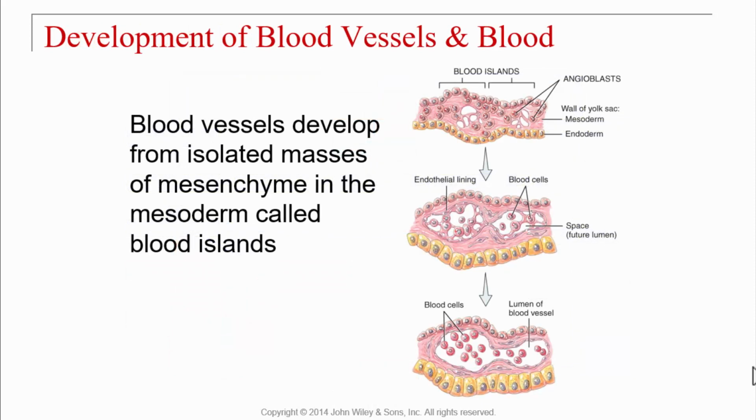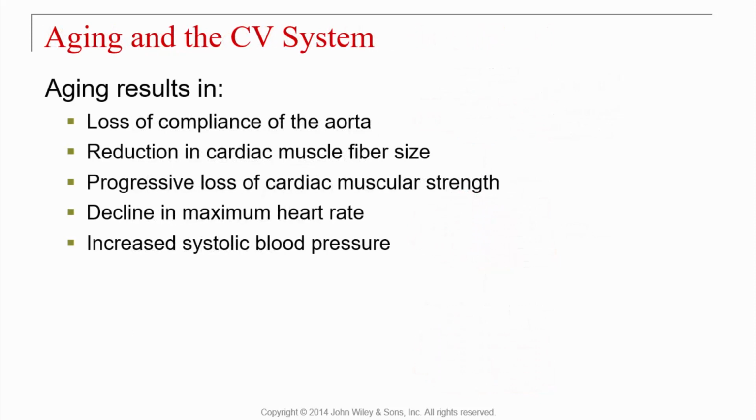Now, the development of blood vessels and blood. Blood vessels develop from isolated masses of mesenchyme in the mesoderm called blood islands. And then aging results in loss of compliance of the aorta. In other words, the aorta is not as stretchy anymore. It becomes very stiff. Reduction in cardiac muscle fiber size. Okay, so it's not going to be as strong. It's not going to contract as hard. Progressive loss of cardiac muscular strength.